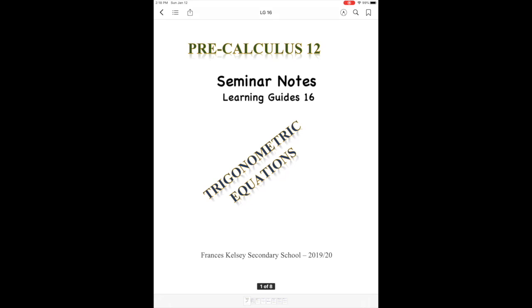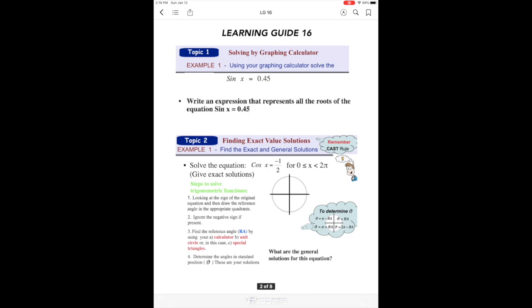Hello, this is the Pre-Calculus 12 seminar for Learning Guide 16, and it's on trig equations. Trig equations are when we're given a certain ratio, like opposite over hypotenuse, and we're trying to find an angle.